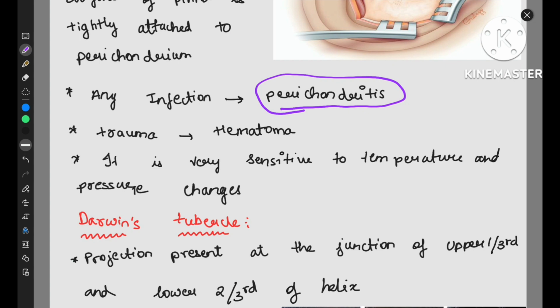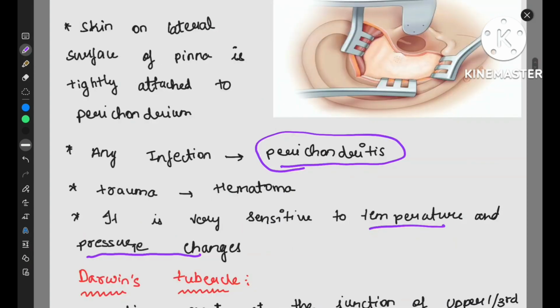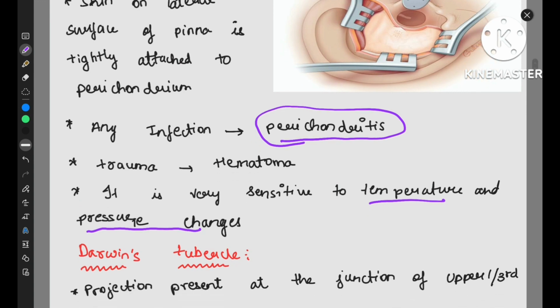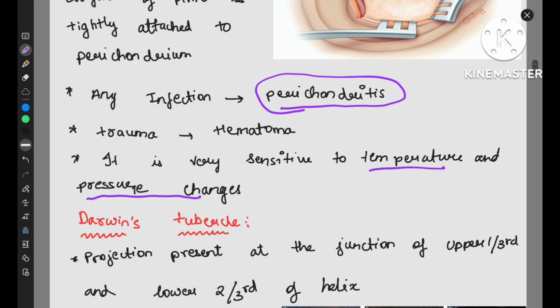This lateral surface of the pinna is very sensitive to temperature and pressure changes. So when a few people sleep with the lateral surface of the ear towards the pillow, they feel some pain, as it is sensitive to temperature and pressure.